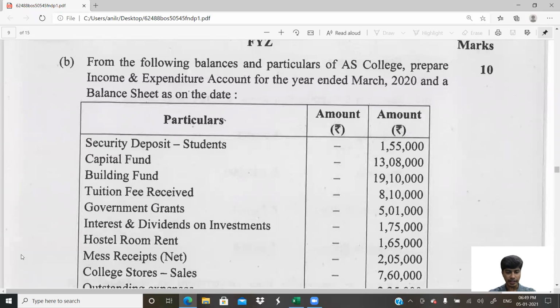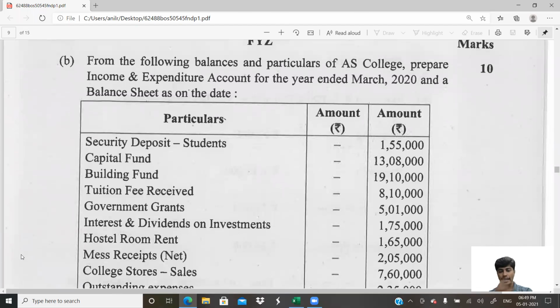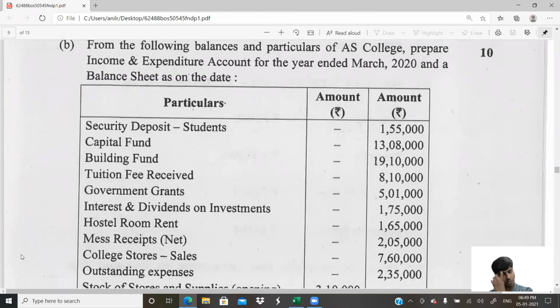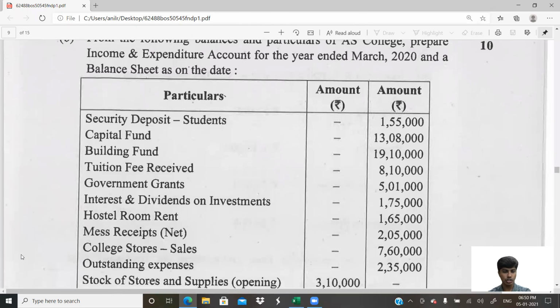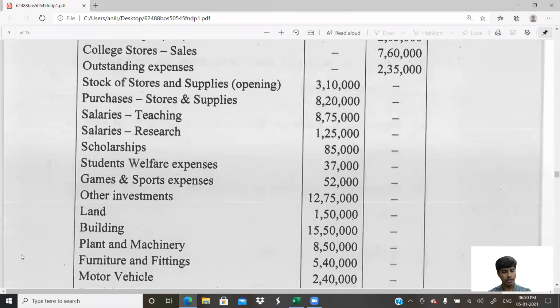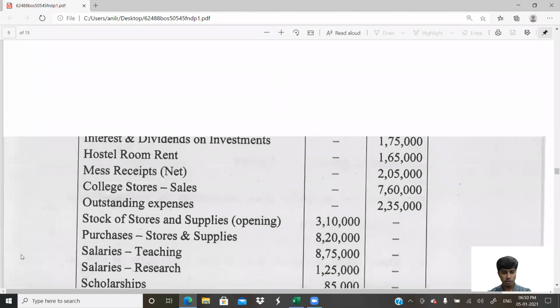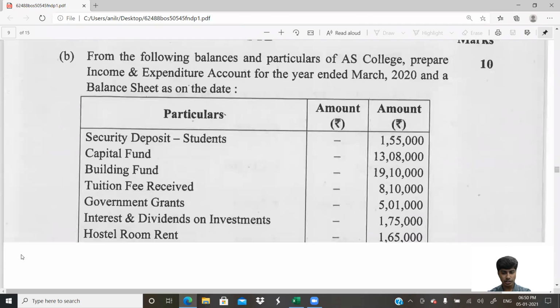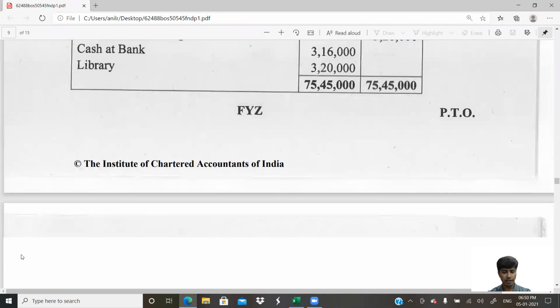Yeah. Trial balance is given. The following are the balances and particulars of AS College. Prepare income and expenditure for the year ended March 2020 and balance sheet as on that date. Okay. So they want us to prepare income and expenditure as well as the balance sheet. Perfect. Let us do it.